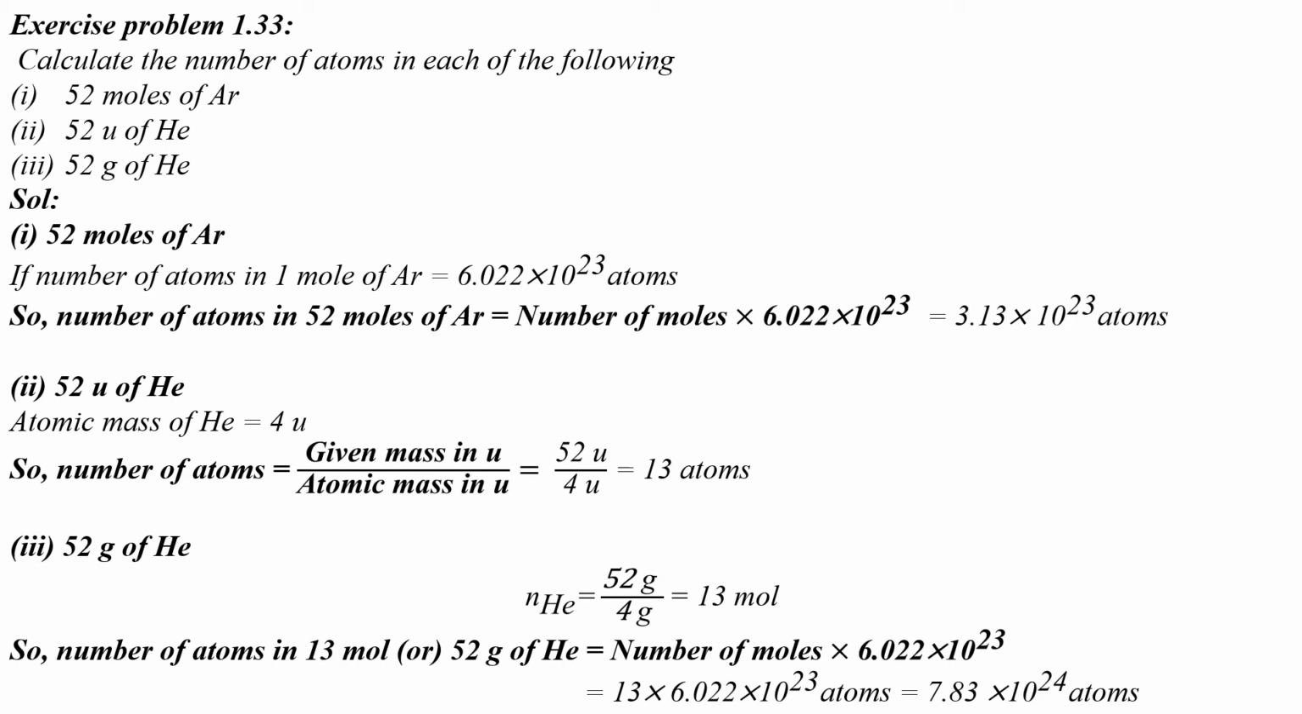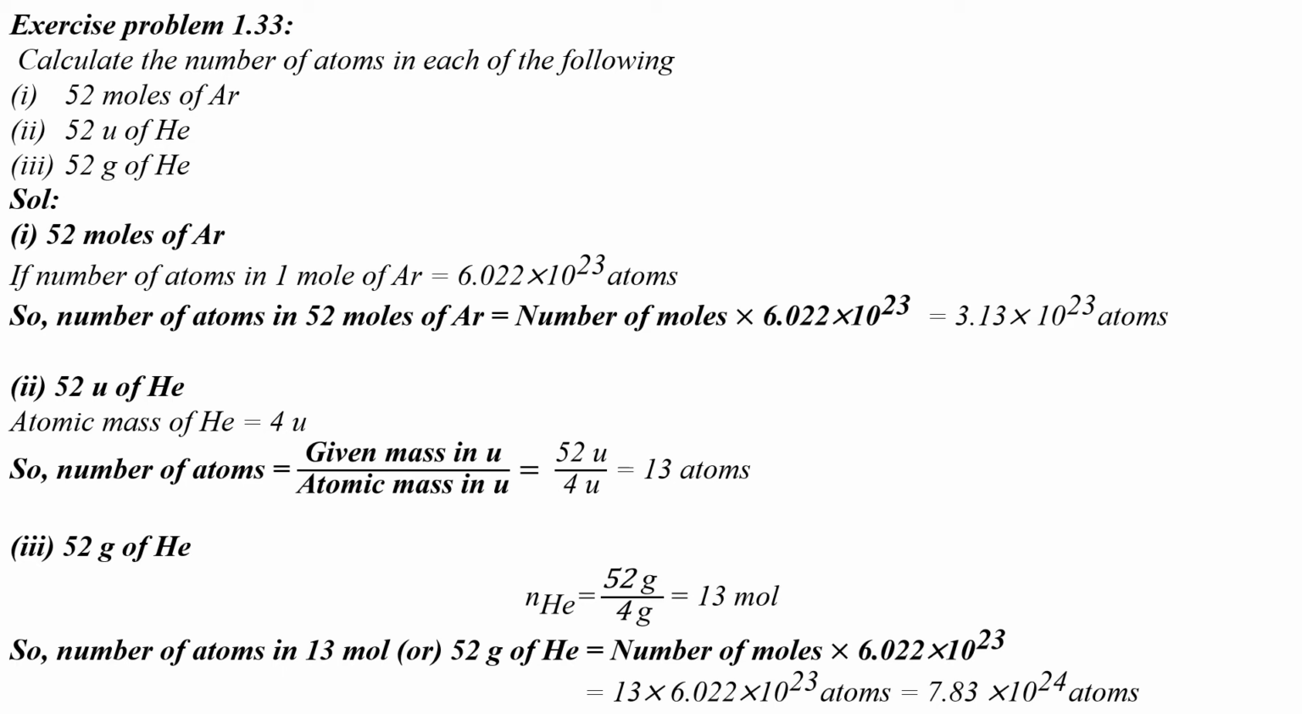Now let's solve the second case, 52 U of helium. Here look at the mass. The mass is expressed in unified mass, U. So we can use the following formula: number of atoms equal to given mass in U divided by atomic mass in U in order to find out the number of atoms directly. Here the atomic mass of helium is 4 U. On substituting this in the formula, you get 13 as the number of atoms present in 52 U of helium.